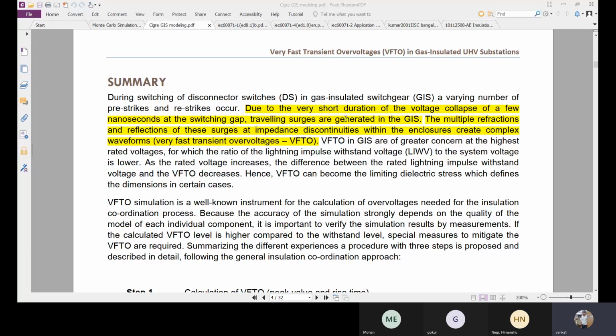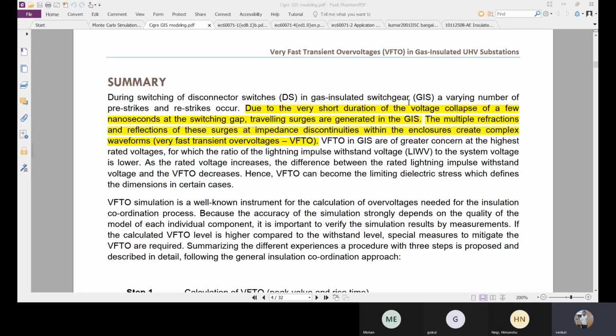Generally, when we perform this study, due to the closing operation, the switching of disconnector switches, there will be some pre-strikes and restrikes. That is what they have given here in the definition. I hope you can see this. Pre-strikes and restrikes will happen, and there will be a surge between the contacts at the time when the pre-strike happens.